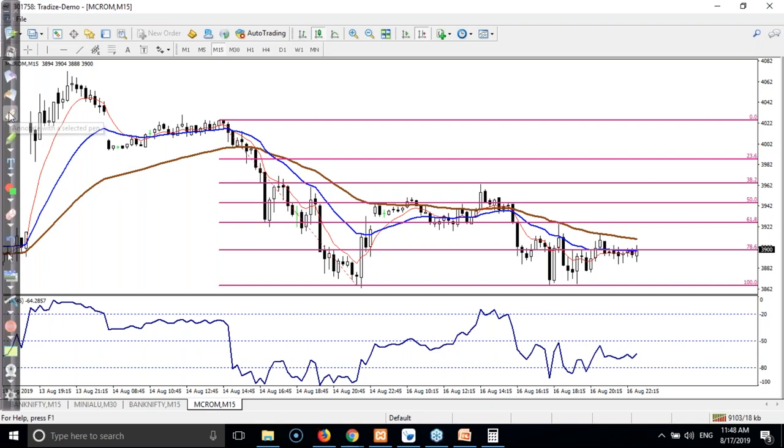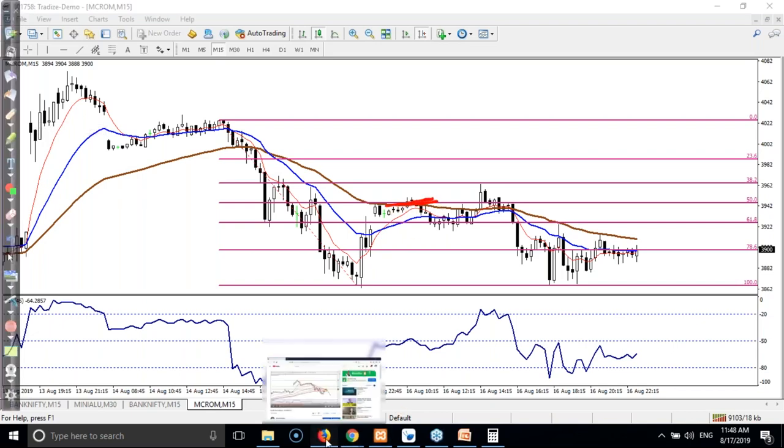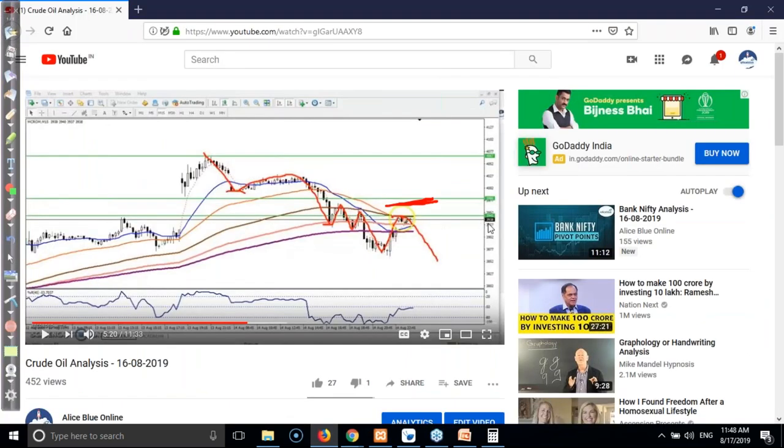Exactly. Here was the price. Have you seen? The price is there, around 39 something. There was a 50 moving average. This one. Have you seen this one? The 50 moving average is placing a strong resistance.